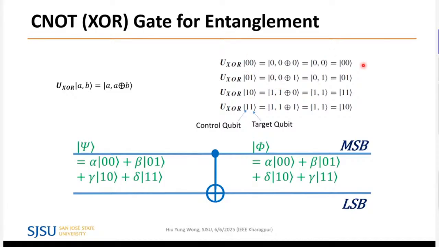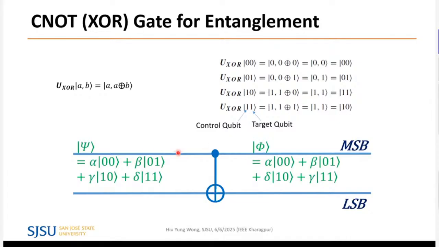So 0, 0 is still 0, 0, and 0, 1 is still 0, 1. If the first qubit is 1, I apply a NOT gate to it. So 1, 0 becomes 1, 1, and 1, 1 becomes 1, 0. Because the first qubit is 1, the second qubit becomes the negation of itself. This is just how you apply it to the basis state.